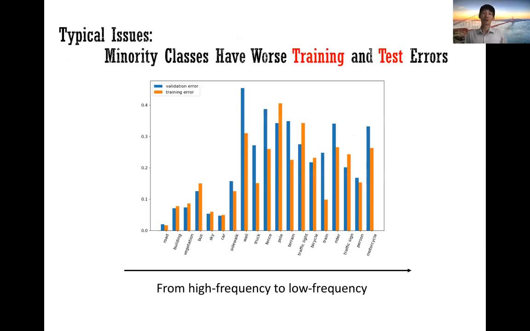So what are the issues of learning this kind of imbalanced dataset? I think there are two main issues. One of them is that the minority classes have worse training error, and the other issue is that the minority classes have worse test errors. Here I'm plotting the validation error and training error of the classes for the Cityscapes dataset, and I'm sorting the classes from high frequency to low frequency. And as you can see, when you have low frequency classes, the validation error and training error both tend to be higher.